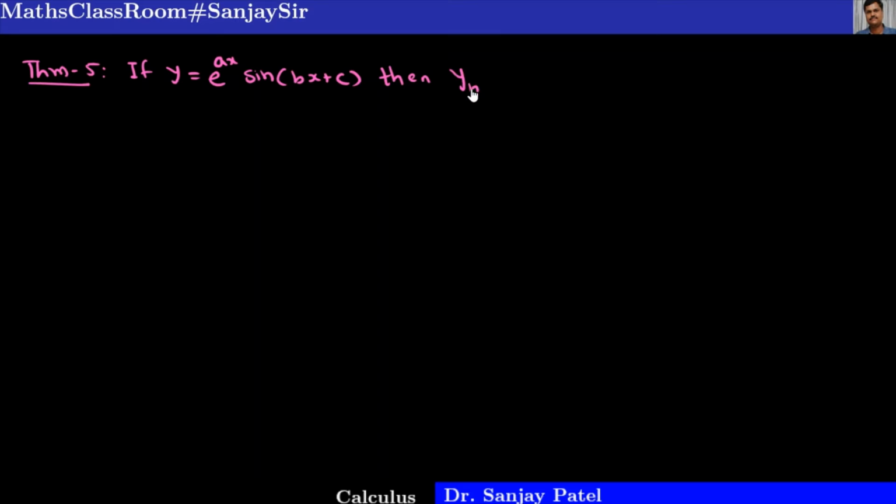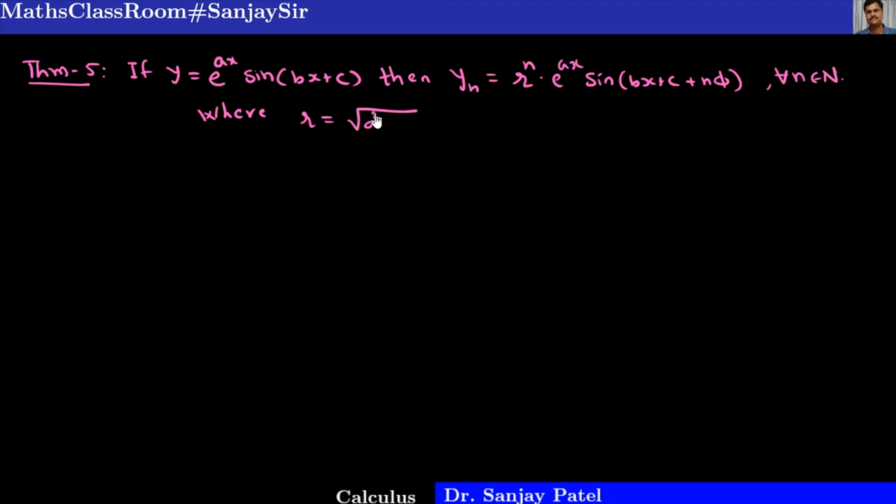derivative yn is equal to r raised to n into e raised to ax into sine bx plus c plus n into phi, for every n belongs to N. Here two new symbols are there, one is r and the other is phi. And what is the meaning of r and phi in this? That is given by, where r is equal to square root of a square plus b square.